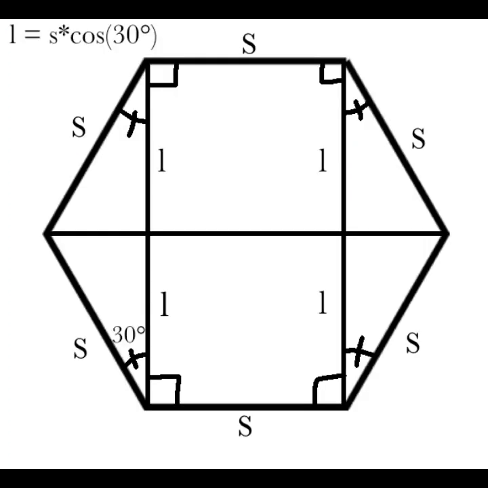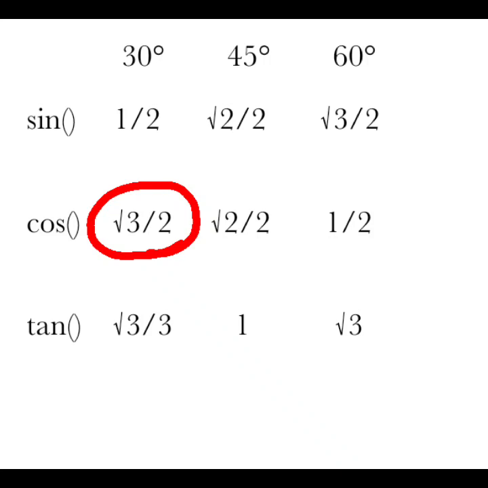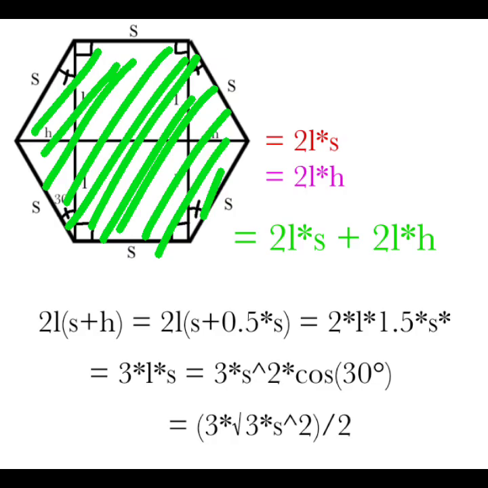L is actually equal to s times cosine of 30 degrees though, so this can be rewritten as 3 times s squared times cosine of 30 degrees. Cosine of 30 degrees is also a particular value of the cosine function which is exactly equal to the square root of 3 over 2. So the equation can, at last, be rewritten as 3 times the square root of 3 times s squared, all over 2, which is, in fact, the formula for the area of the hexagon.